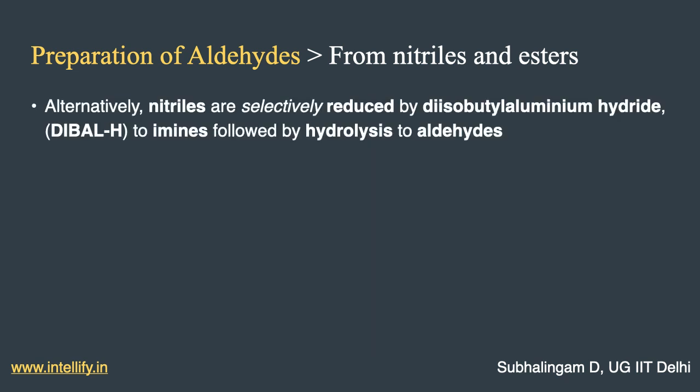And alternatively, nitriles are selectively reduced by diisobutylaluminium hydride, that is DIBAL-H, to imines followed by hydrolysis to give aldehydes. So similarly I can take RCN, subject it to DIBAL-H, then I hydrolyze it to get RCHO. The intermediate is again an imine, that is when I subject RCN to DIBAL-H I get an imine, and when I subject that to hydrolysis I get RCHO.